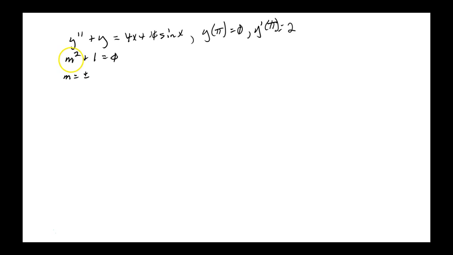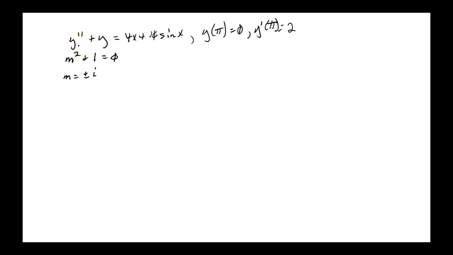If you put a plus 1 in here, you get 1 plus 1 is 2. That's not 0. And if you put a minus 1 in there, minus 1 squared is 1 plus 1 is 2, which is not 0. And which one will it be? Did you say i? Yeah, which is just i, plus or minus i.